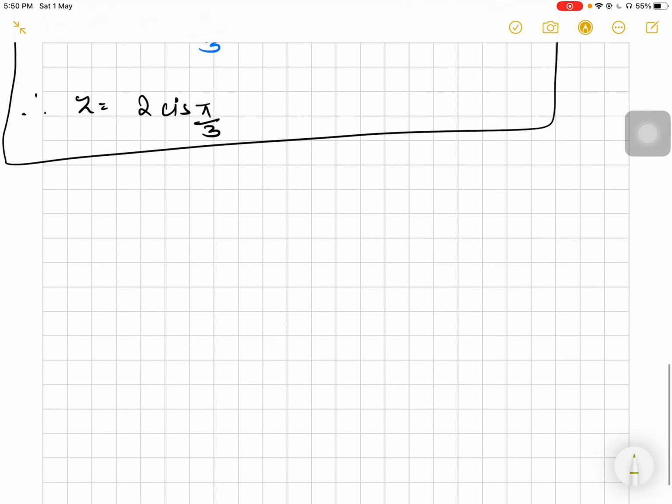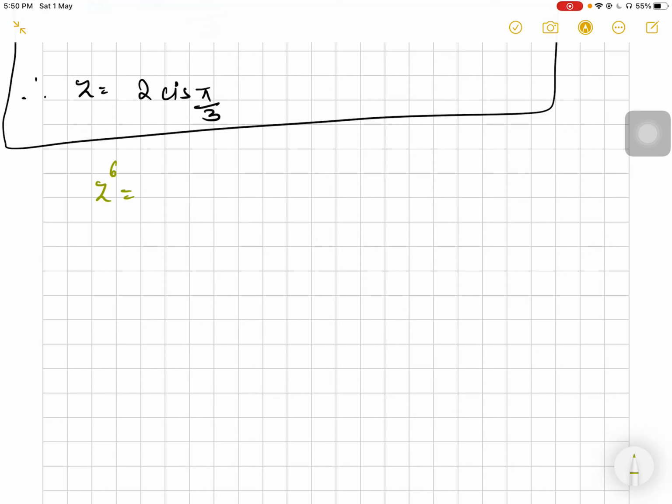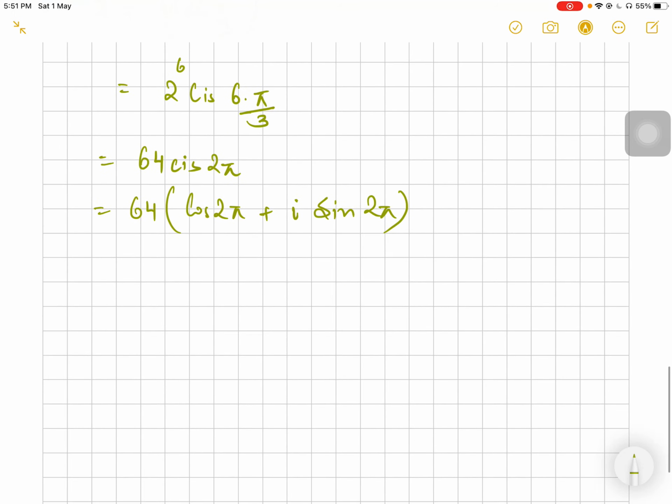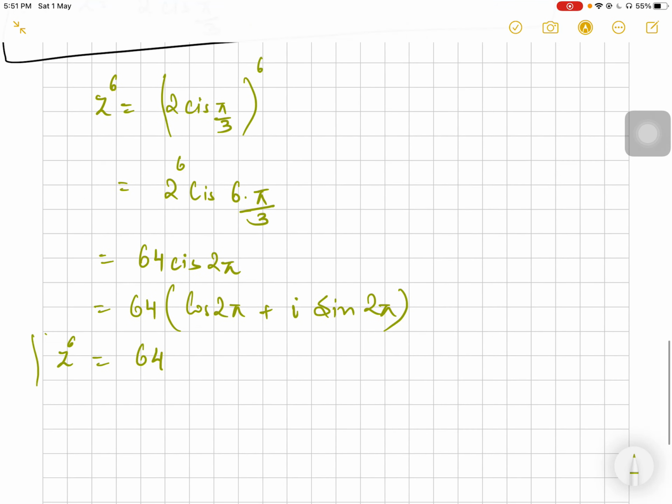Now I want to know z power of 6. So z power of 6 will be 2 cis pi by 3, power 6. We already know this is nothing but 2 power 6 cis 6 into pi by 3. And 2 power 6 is 64, cis 2 pi. If I convert it, it is 64 times cos 2 pi plus i sine 2 pi. Now cos 2 pi, that is cos 360 degrees, is 1, and sine 360 is 0, so the answer is 64. This is your z power of 6.